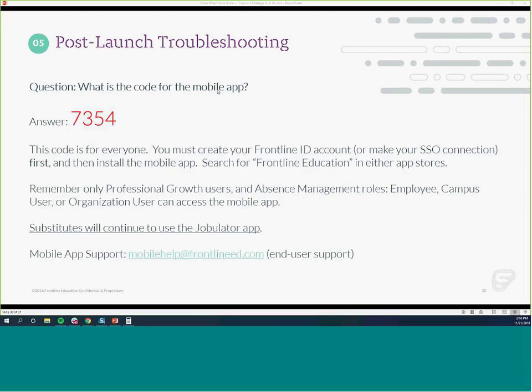What code for the mobile app? A lot of people ask that: 7354. That is good for everybody. Again, 7354, and then you need your Frontline ID. So update to the Frontline ID first, and then you can download the mobile app for absence management and professional growth. Substitutes will continue to go to the Jobulator app. Actually, we're going to pull them over, but for now subs will go to the Jobulator app.